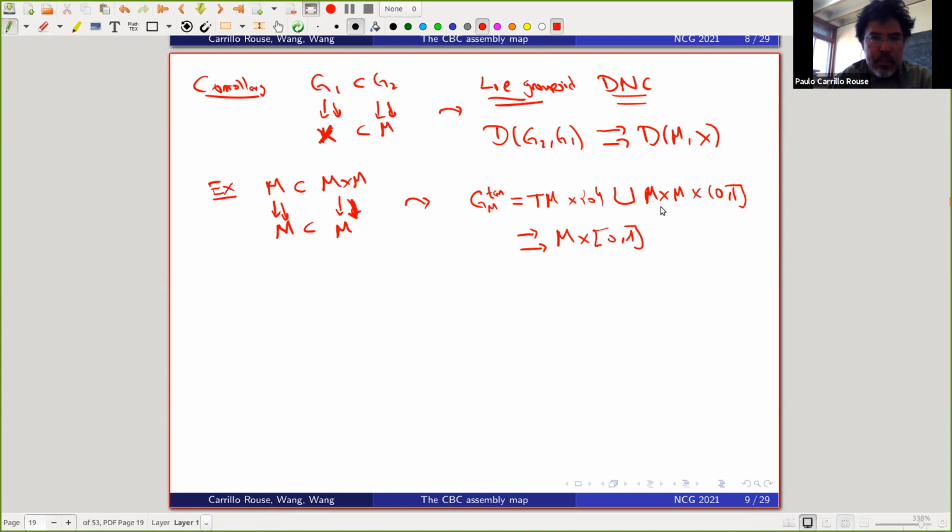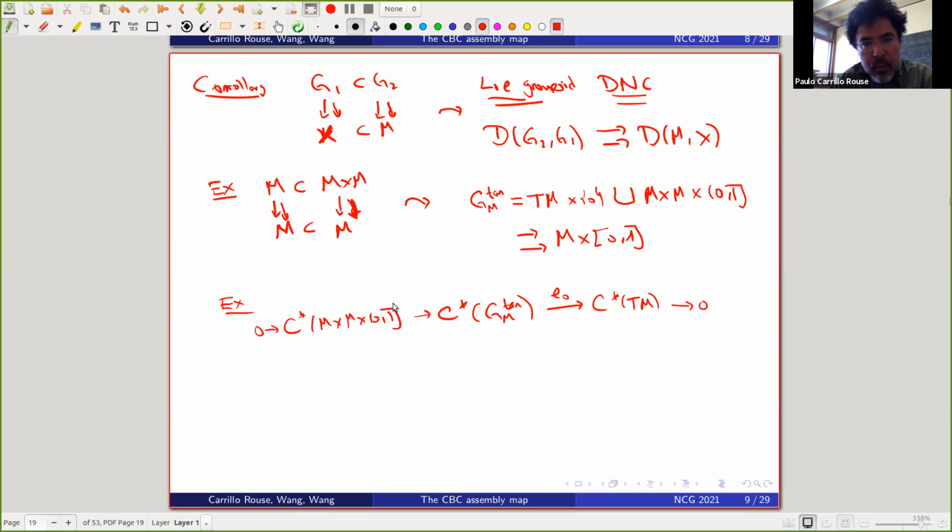Okay, so why is this a digression? Because in this example, if you take the C* algebra of this groupoid (every Lie groupoid has C* algebras), this groupoid is allowed to have the following kind of exact sequences. So in this case, you have a short exact sequence of C* algebras of the following kind. So you have M times M, 0 open, 1 closed.